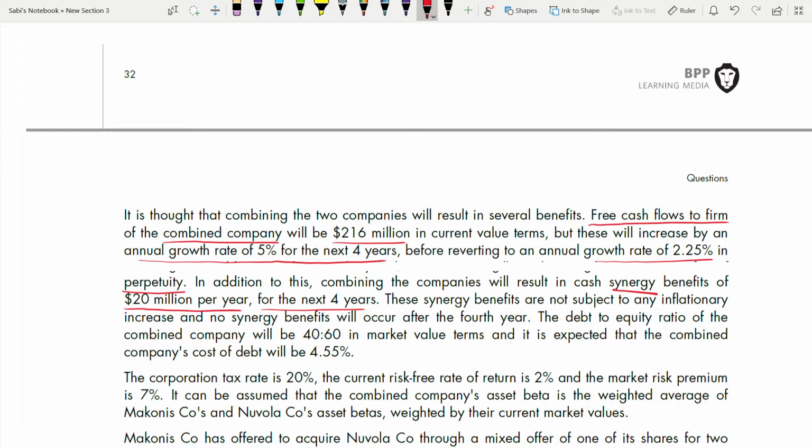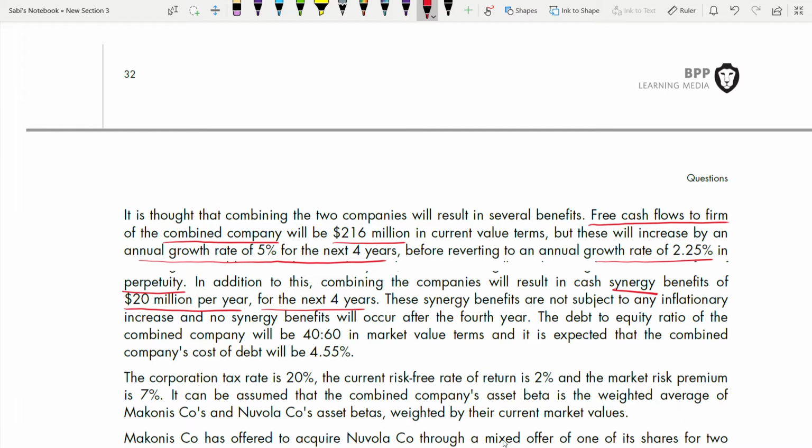right? That's why you're also given the debt to equity ratio of the combined company, because you have to find the combined company's cost of capital or cost of equity to discount this free cash flow to firm. You have to discount it to find the value of the combined company. Because if you don't find the value of the combined company, how will you find the additional value in part A?